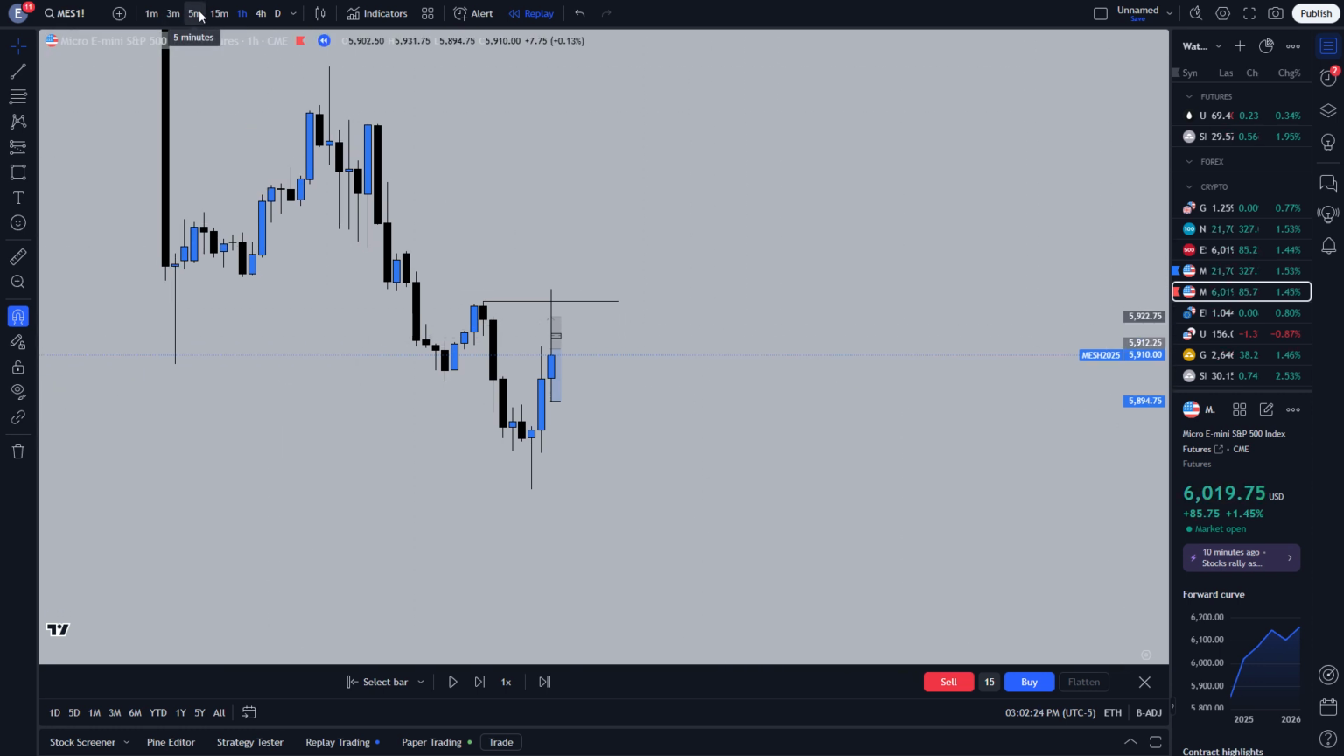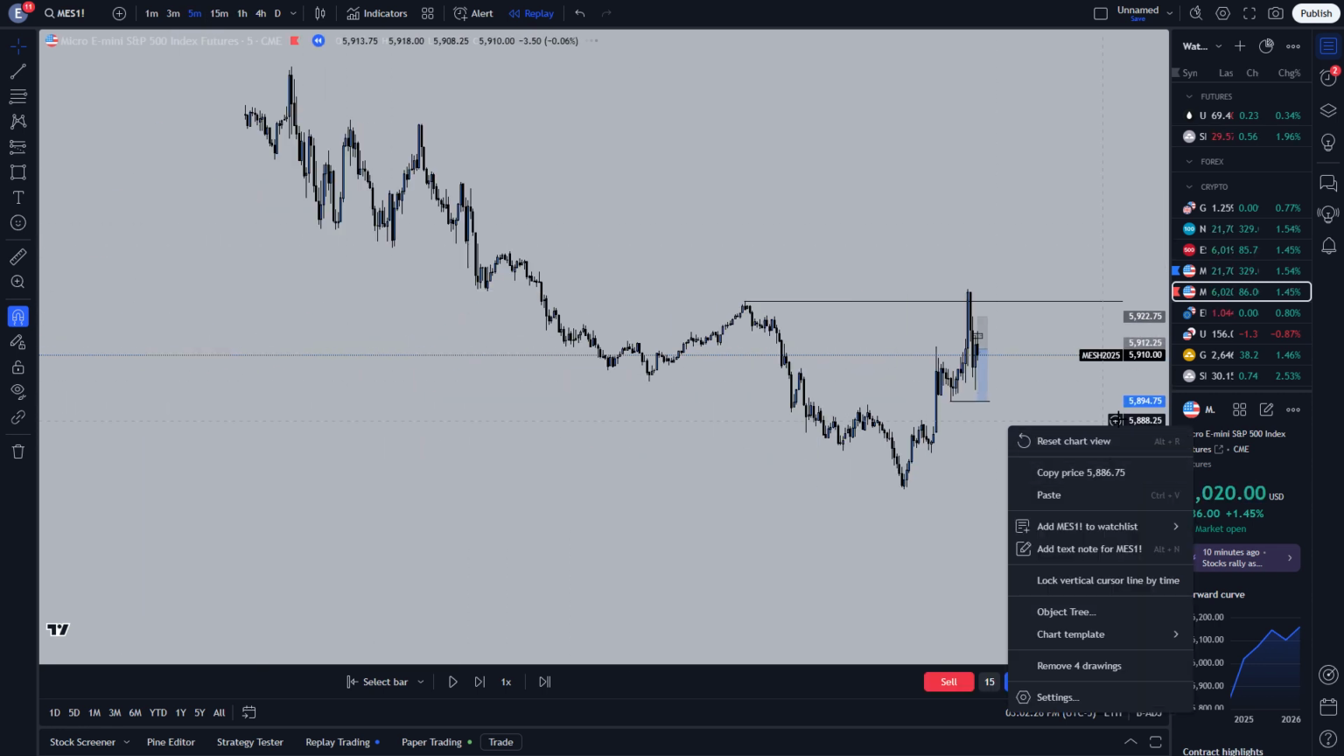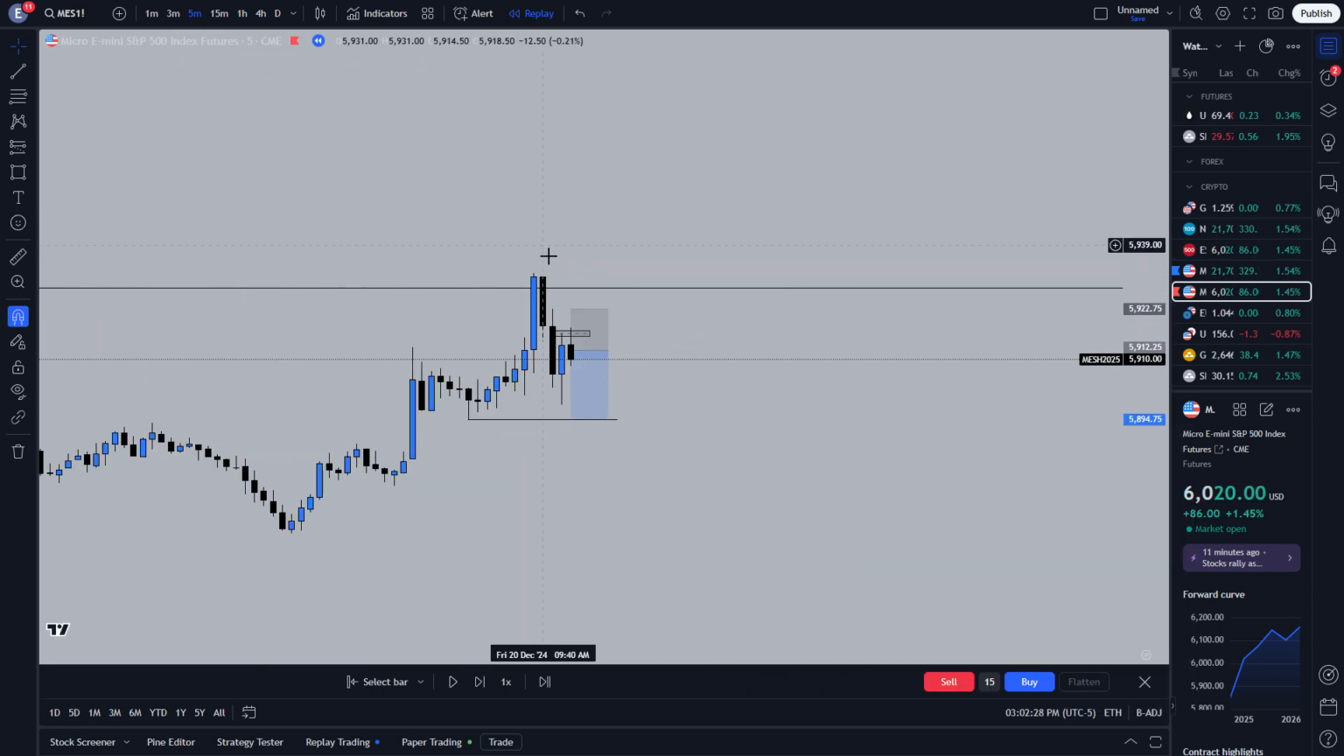But we sweep the hourly high. From there, I scale down to the 5-minute. And yeah, it's just A+, right? We get the displacement down on the 5-minute, these two 5-minute candles. Then we have this 5-minute candle close back bullish, which is our 5-minute retracement. From there, I scale into the 1-minute.